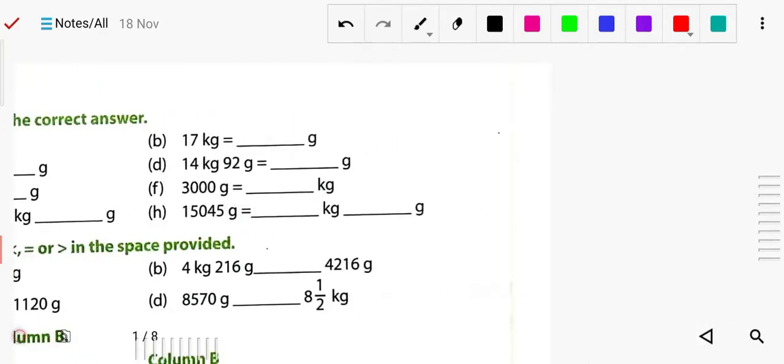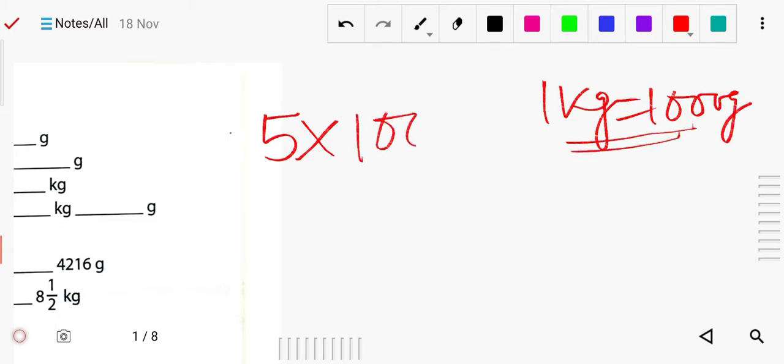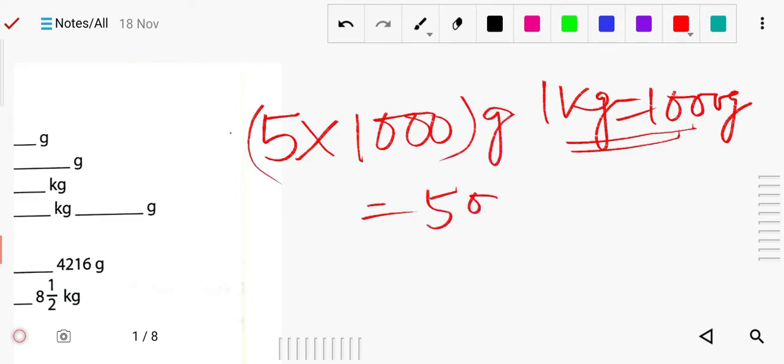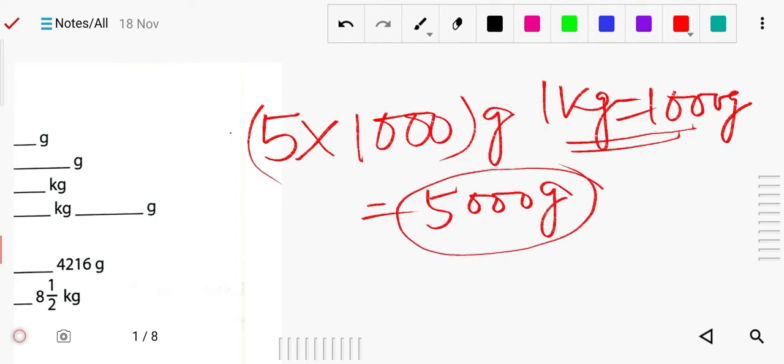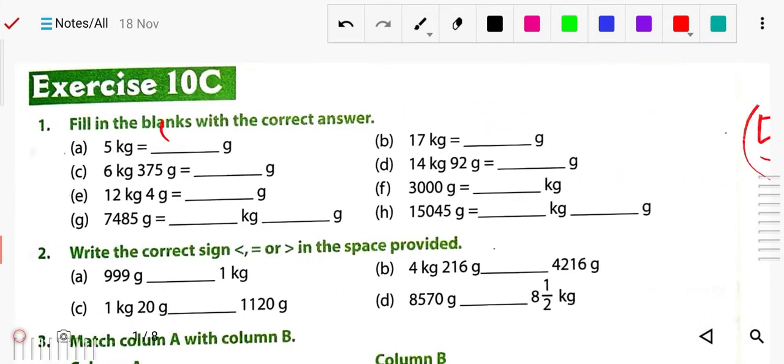How will you do it? Simply 5 into, in 1 kg, how many gram? 1000 gram. So simply you can multiply by 1000. So now this is gram, so it is 5000 gram. Your answer is 5000 gram. Or by the table, you can see how many steps we are coming, 3 steps down, so multiply by 1000, and you can write 5000 gram.